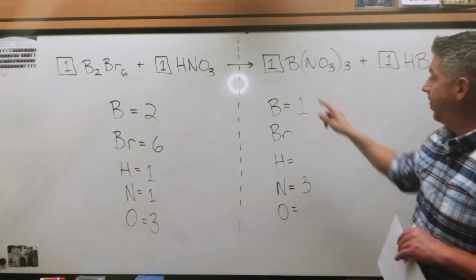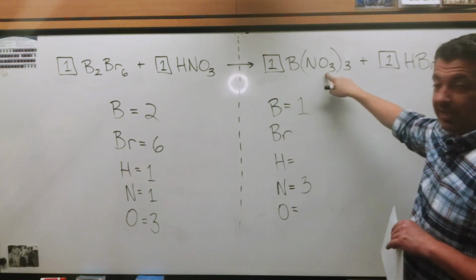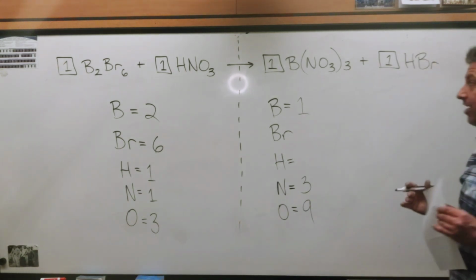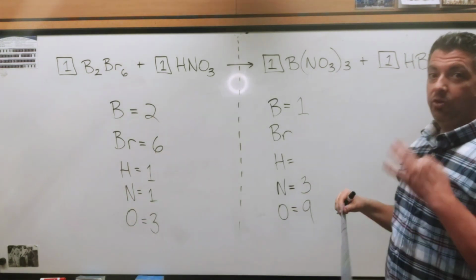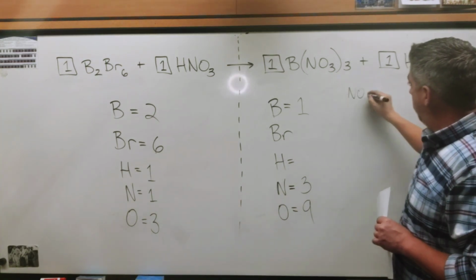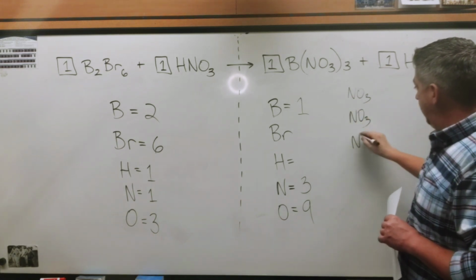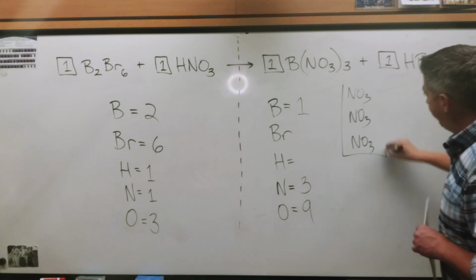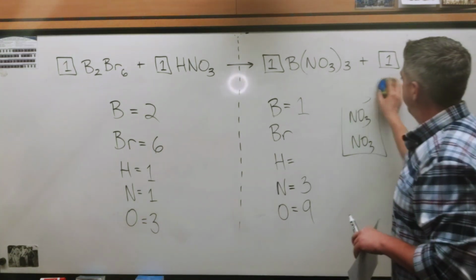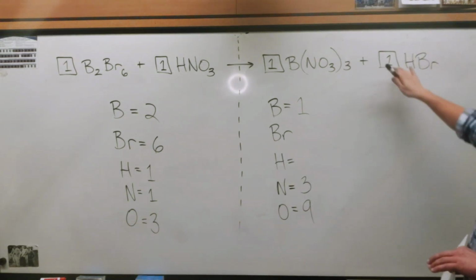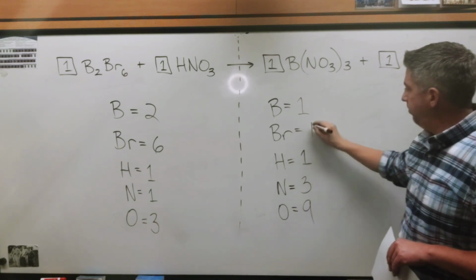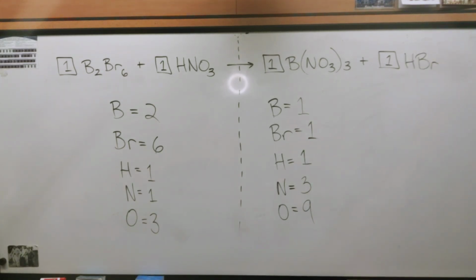Oxygen gets a little bit trickier. 1 times 3 oxygen is 3 times 3 is 9. We actually have 9 oxygen because NO3 means we have 3 oxygen, but we have 3 NO3s. So basically, we have NO3 and NO3 and NO3. That's what the 3 means. We have 3 of these. So we have 3 N's, and we have 3, 6, 9 O's. Erase that. All right, back to the easy one. 1 times H is 1 H, and 1 times Br, 1 Br. Okay, nothing matches except the H.